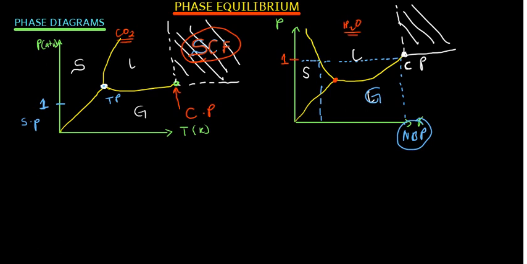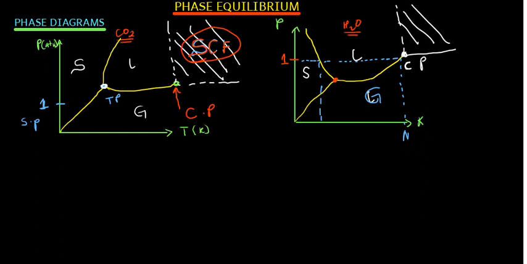Now, of course, boiling can happen anywhere on this line. That is where the conversion of a liquid into a gas can happen. But whenever we're referring to normal, we only talk about that very point when the pressure is 1 atmosphere. So these are some things that we are able to learn from a phase diagram.